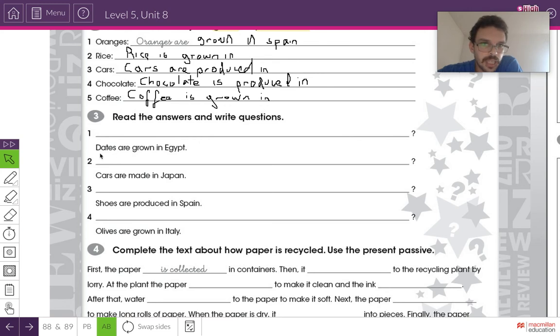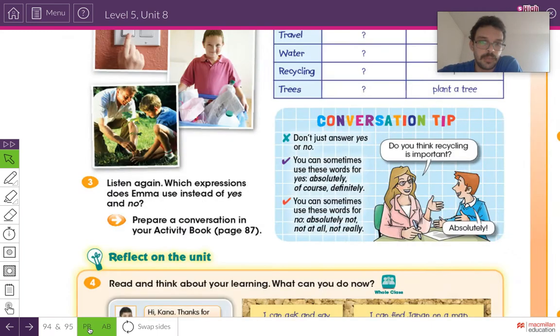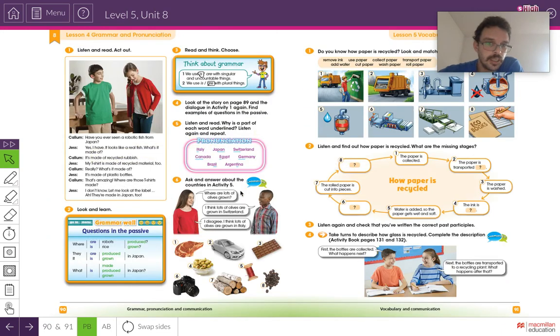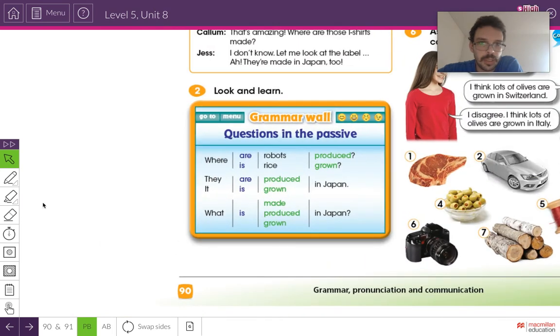And what we have to do now, we have the phrases in the passive, and we have to make the questions. Now, if you remember in the pupils book, we're making questions like this: where is or where are, and then whatever the object is. Robots, rice, and then grown or produced. So we're going to be making questions like this.